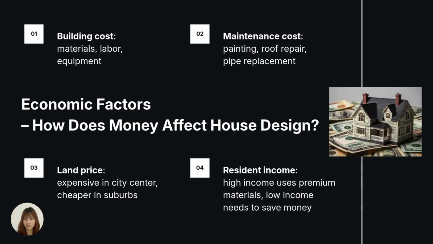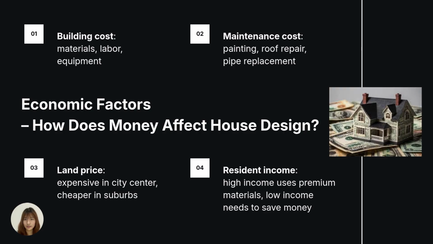In the suburbs, land is much cheaper. Developers can build single family houses or townhouses with bigger yards. So, with the same amount of money, you might only get a small apartment in the city center, but a large house with a yard in the suburbs.